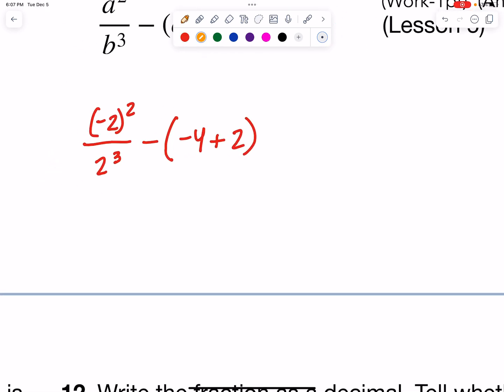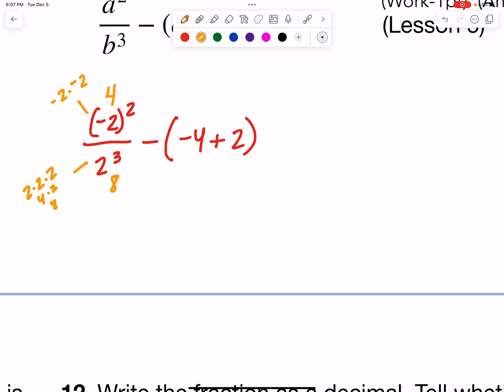Okay, so I have a -2 times a -2. And so that is a +4. And I have a 2 to the 3rd power. This is 2 times 2 times 2. And so we have 2 times 2 is 4, times 2 is 8. Okay, and so I have 4 over 8.